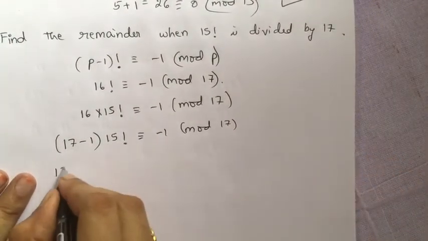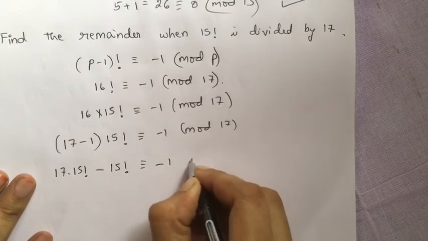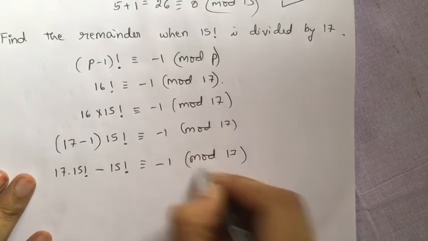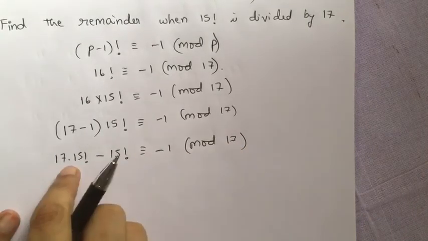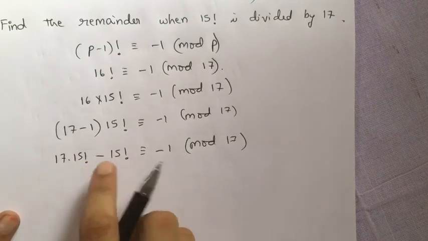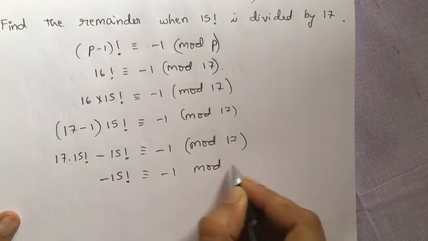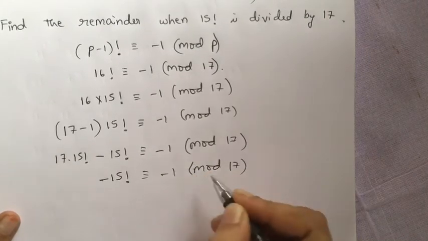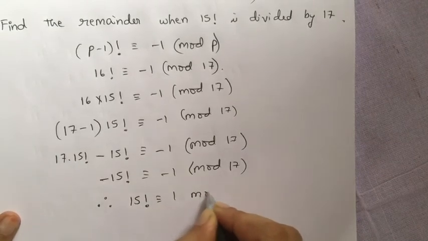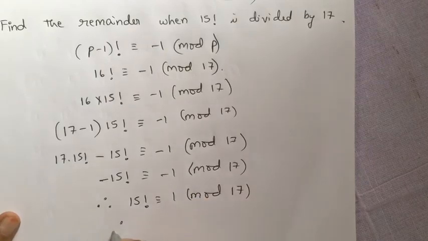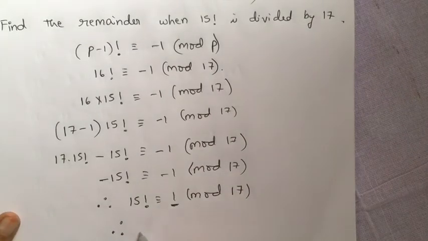Now I'll multiply out: 17 into 15 factorial minus 15 factorial is congruent to minus 1 mod 17, so that the first term is a multiple of the mod value. Therefore this is 0 mod 17, and I'm left with minus 15 factorial congruent to minus 1 mod 17. Therefore I can write 15 factorial is congruent to 1 mod 17. Therefore the remainder when 15 factorial is divided by 17 is 1.